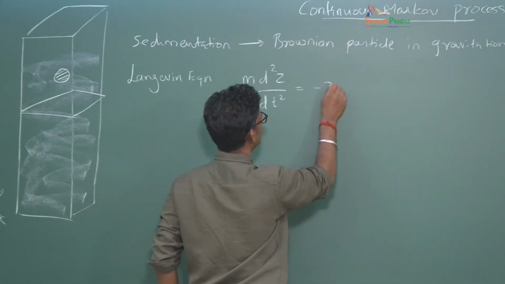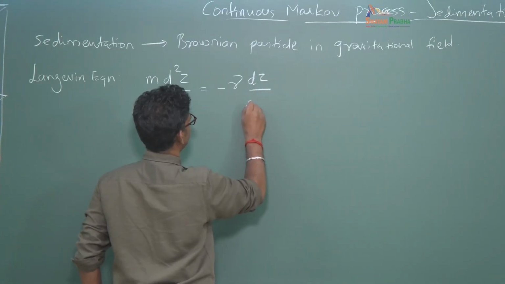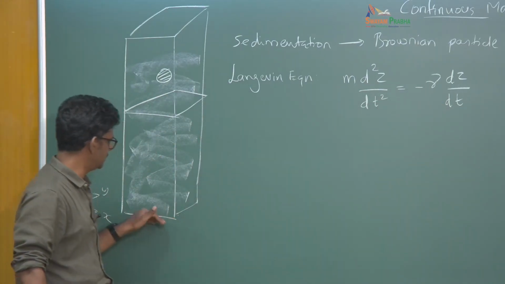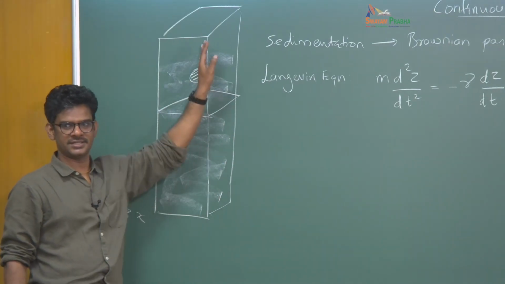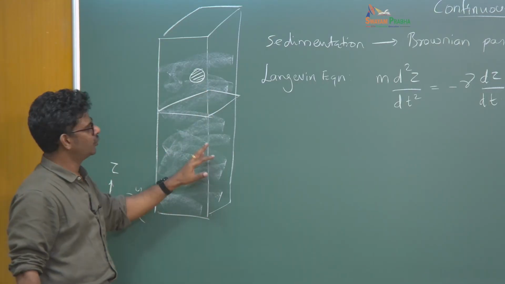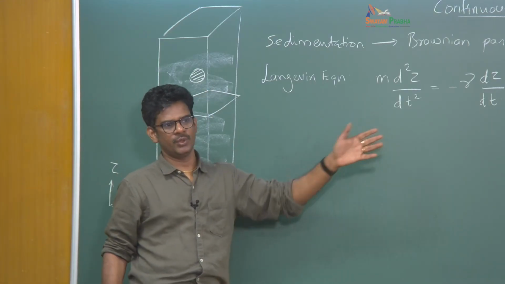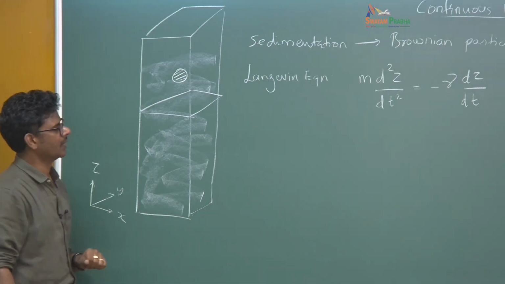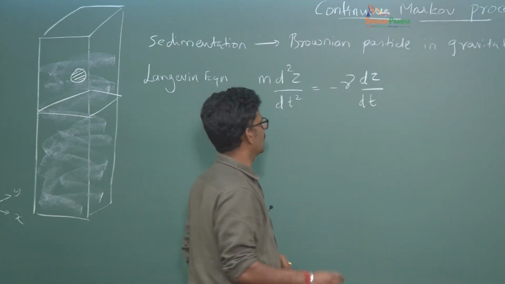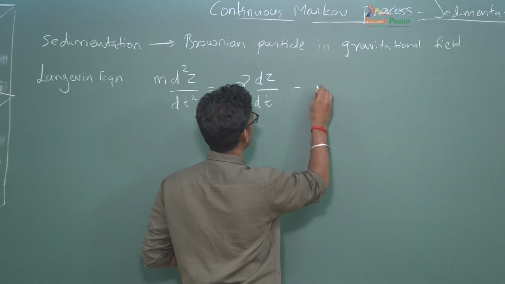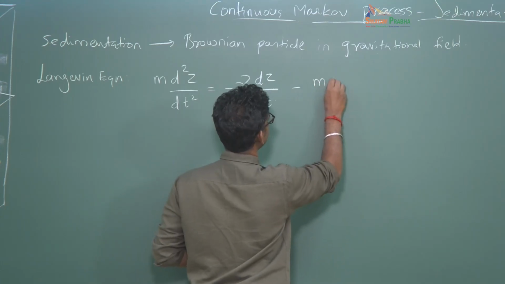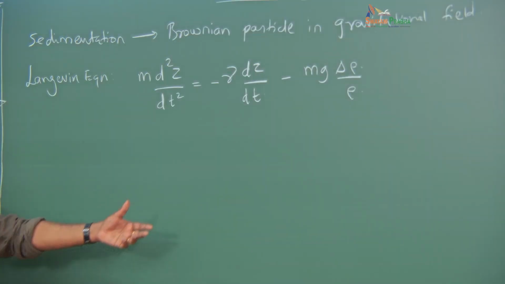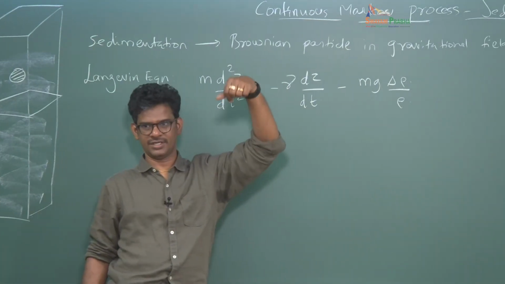So here you have gamma dz by dt, where z is the z position of the particle. As I said, I am doing only one dimension. If you want to do the other dimensions, you have to write the same Langevin equation in the x and y directions with no external field. It's going to be a free Brownian particle. So then we have this, the gravitational force acting on the particle in the z direction.